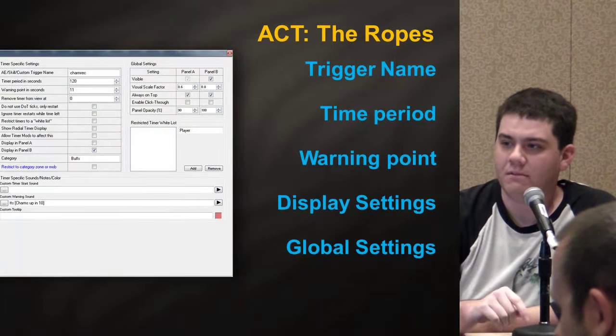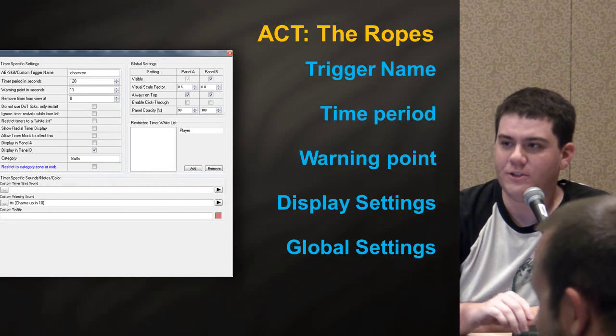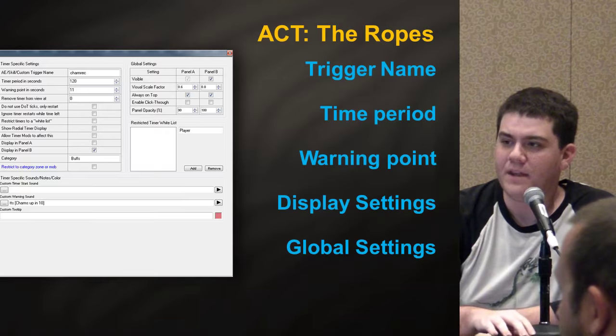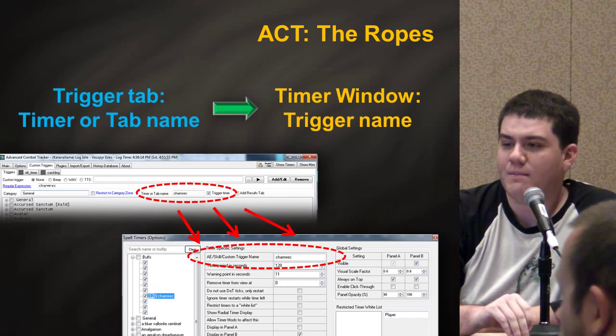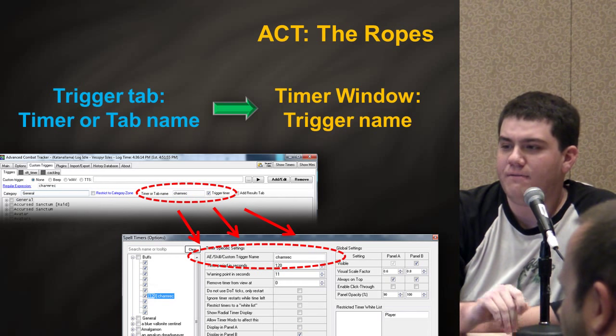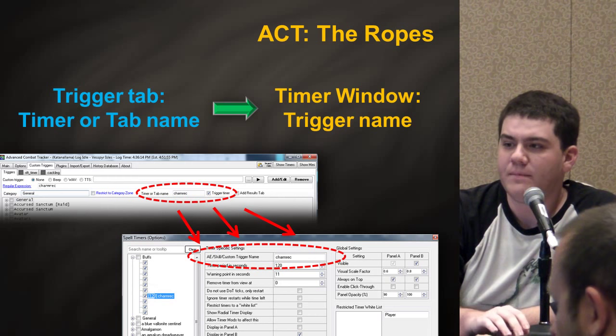By default, everything goes in panel A, and I usually save that for all my hostile spells, such as the dragon's AEs or anything else. Panel B I like to use for my personal buffs. It's not going to have as much in it, but it's another way to add an extra queue for your abilities. Then there are the global settings, which are basically used to turn on panel B. By default, it only shows the one panel, but you can set the other one up in there. Again, just to reiterate, the timer or tab name goes in the trigger name for the spell timer, and that's how you link them.